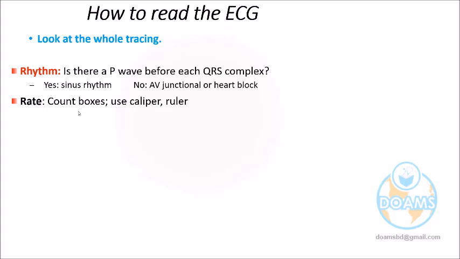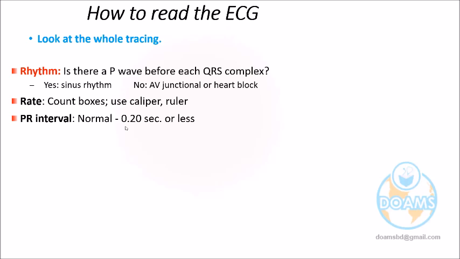Then you count the boxes, using a caliper and ruler for rate calculation, though nowadays the ECG machine gives the rate automatically. Even then, if we are confused, we have to check. Sometimes if the rhythm is irregular, the ECG machine calculation may not be correct. So this data we have to know.